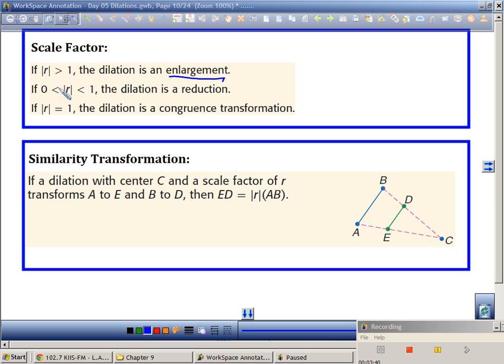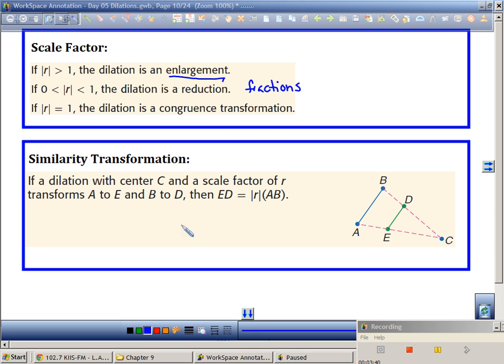If the absolute value of R is in between 0 and 1, it's a dilation or a reduction. So what numbers are in between 0 and 1? Fractions, right? We're making something smaller, we use a fraction. If R is 1, then the dilation is a congruence transformation. Anytime you multiply something by 1, you get the same thing, correct? Okay, so that takes care of that.